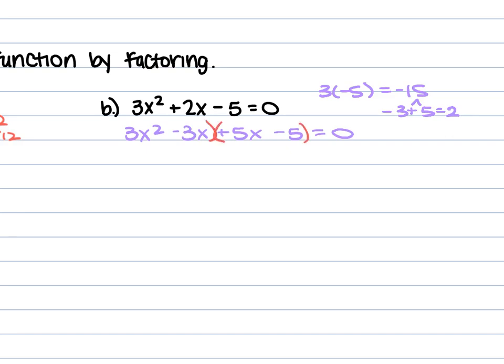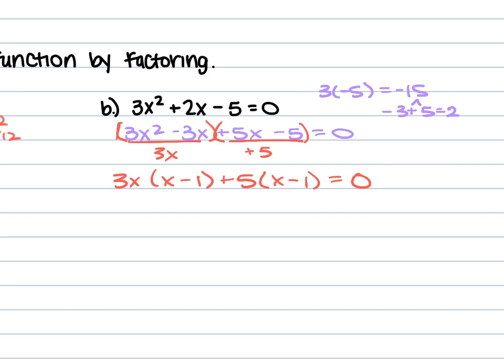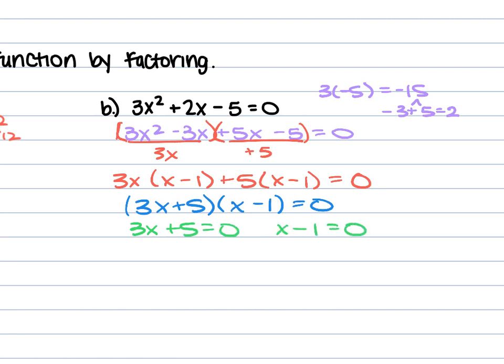You have 4 terms, factor by grouping. 3x squared minus 3x, we're going to factor out a 3x. The 5x minus 5, we're factoring out a positive 5. So this is going to be rewritten as 3x times x minus 1 plus 5 times x minus 1 is equal to 0. So now rewrite this one more time. We have 3x plus 5 times x minus 1 is equal to 0. Set both parts equal to 0 now. 3x plus 5 is equal to 0, and x minus 1 is equal to 0.